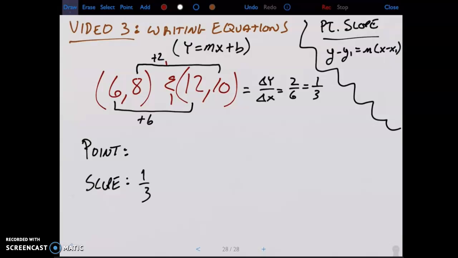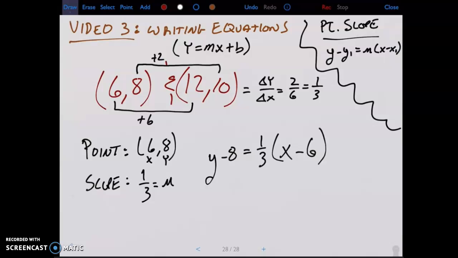Now for my point, you just have to pick one. Sometimes you can pick a really easy one. Here, one's not really easier than the other, so I'm going to pick 6, 8. You can pick 12, 10 if you want to. It's linear, so it doesn't matter. So let's do this one real quick. So this is going to be your x, this is going to be your y, and this is going to be your m. Go ahead and label what you need to. It might help you. So you're going to have y minus your y value, minus 8, equals m, 1/3, times x minus your x value.